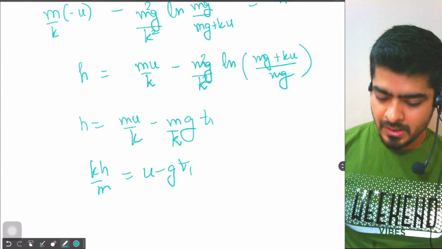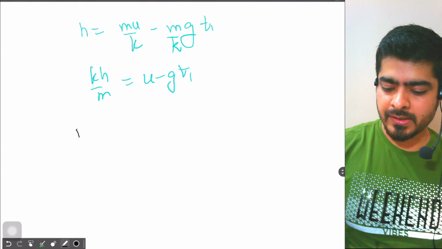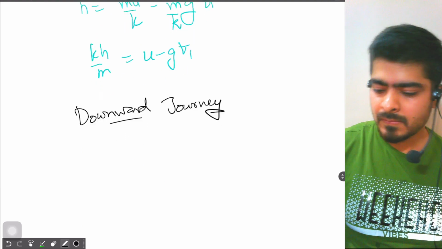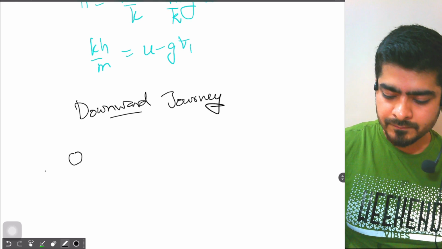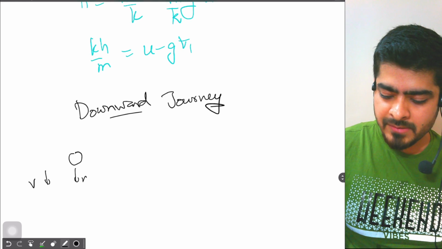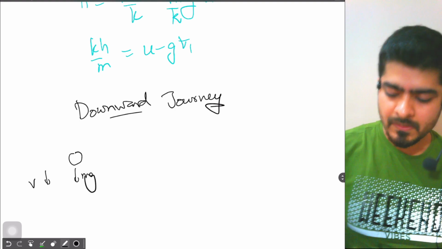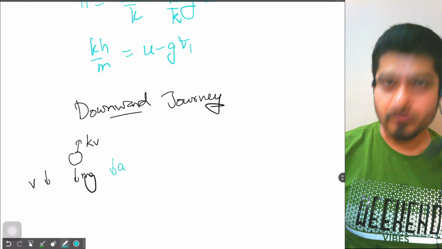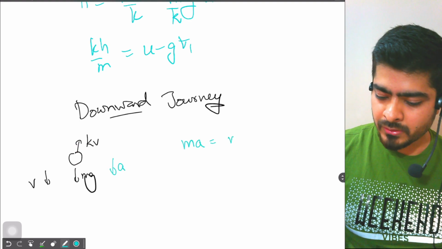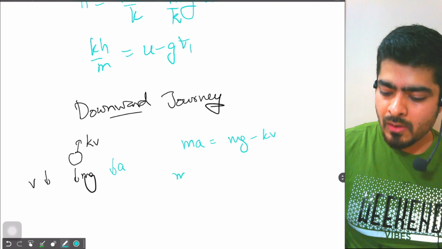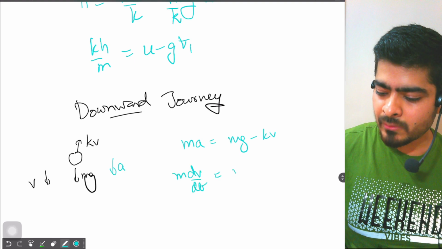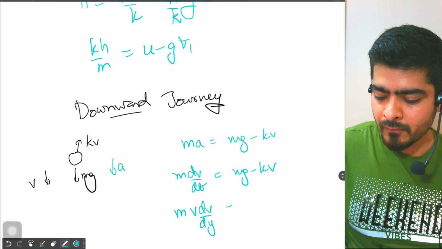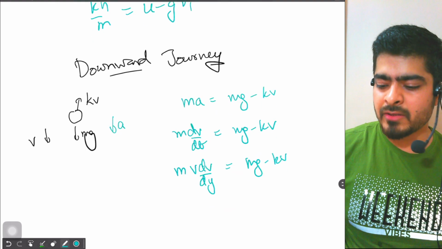Okay. Now similarly we solve for the downward journey. When your ball is coming down, mg is acting downwards and viscous force is acting upwards. So now we will calculate the acceleration downwards for the ball. So ma will be equal to mg minus kv, or m dv by dt is equal to mg minus kv, and mv dv by dy is equal to mg minus kv. We will use these equations.